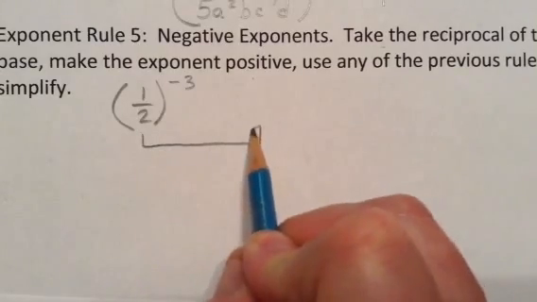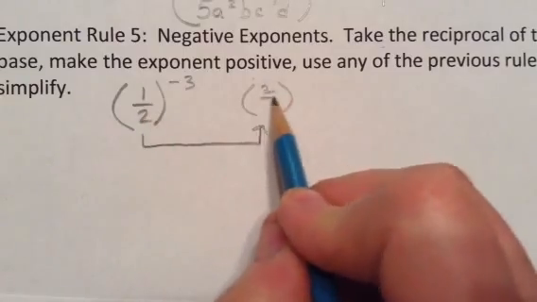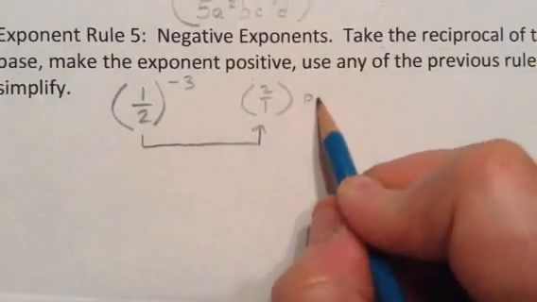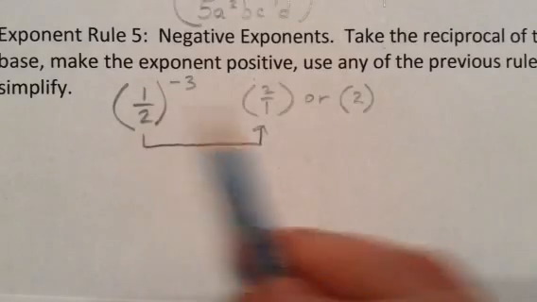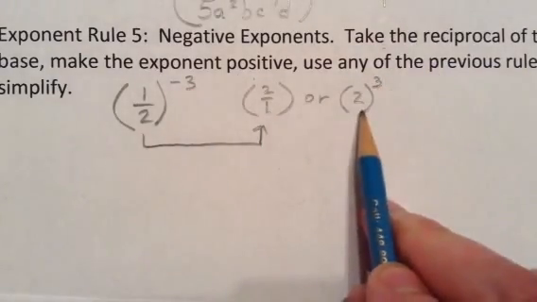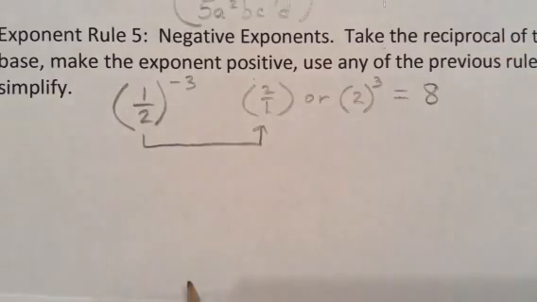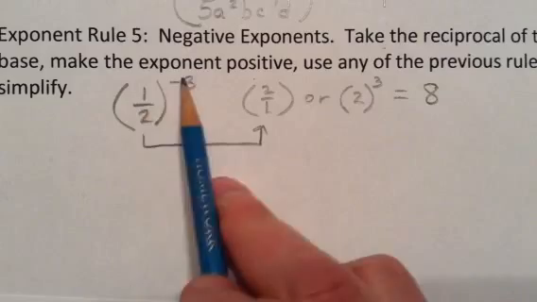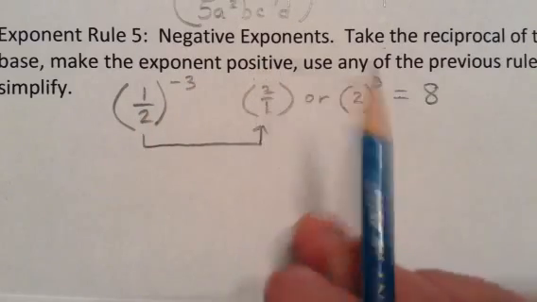As I take a look at this, I'm going to take the reciprocal. That means I'm going to flip this fraction over. So 1/2 becomes 2 over 1. And we know that that's really just 2, right? When I take the reciprocal, the exponent becomes positive. Now, take a look at that. Do you know how to do that? Of course you do. The answer is 8. But again, go ahead and plug this in your calculator and see if you don't get 8 on that. I bet you do, but this is how you do it.